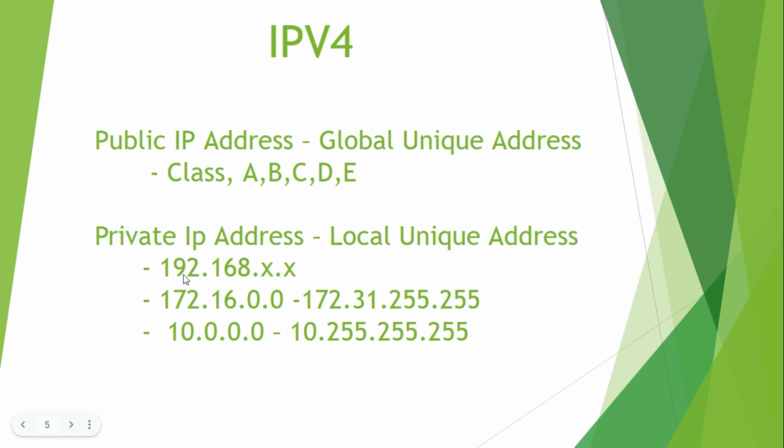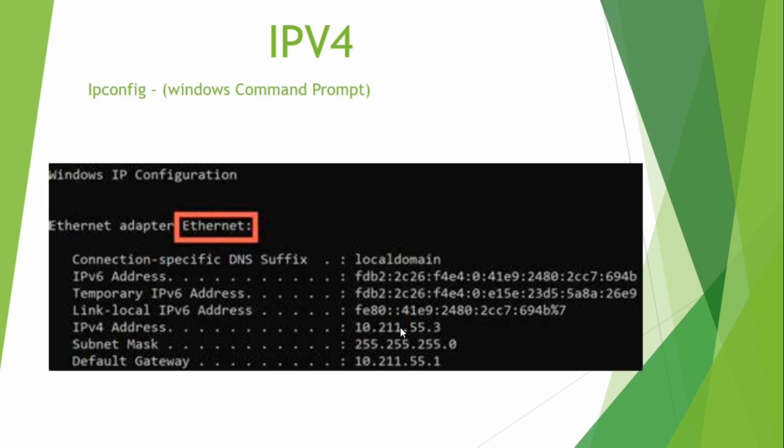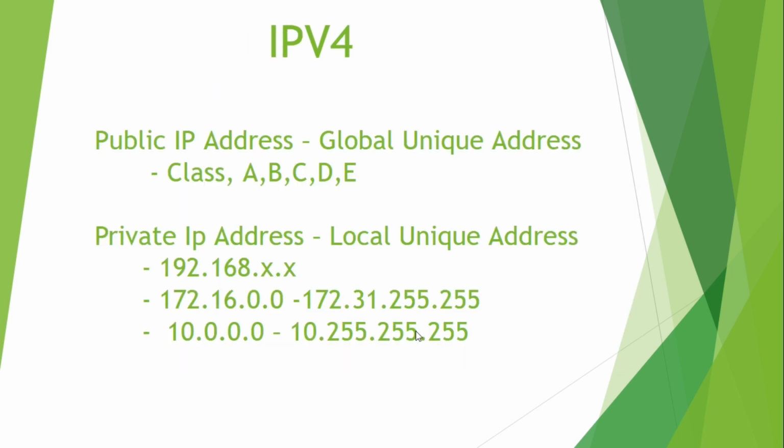But as long as you know that an IP address of 192.168.x.x, or 172.16.0.0 all the way to 172.31.255.255, or 10.0.0.0 all the way to 10.255.255.255 is private, you should memorize this. So if you look at an IP address, you should be able to say, yes, that's a private IP address. How do you know? Because it falls within the range. 10.211.55.3. Hey, look at that.